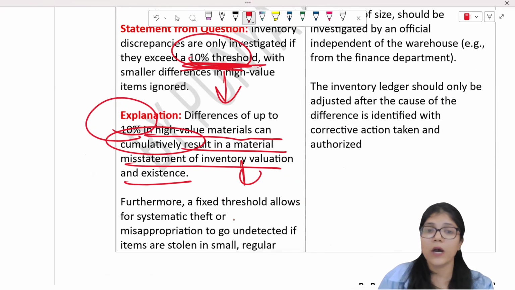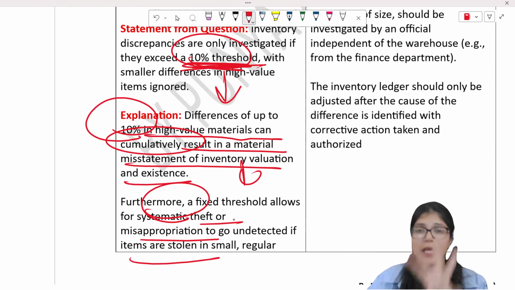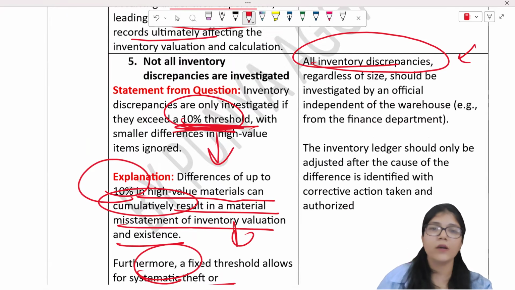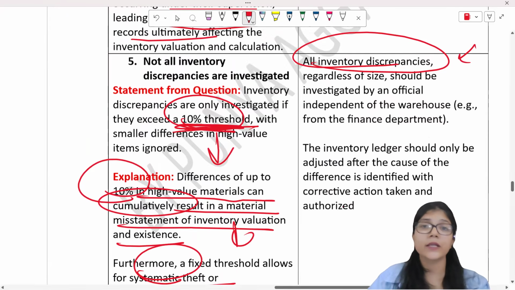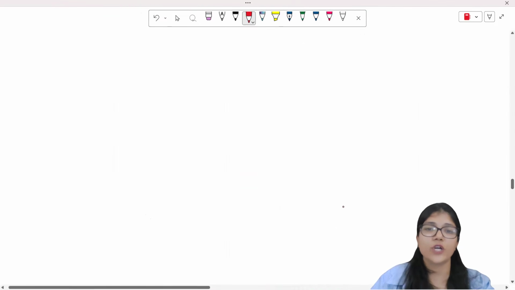A fixed threshold allows systematic theft or misappropriation to go undetected, because everybody knows that if a 10% difference is there, only then will it get highlighted. So they'll make mistakes or commit fraud which is lesser than 10% of the value. Right? So this should not be done. All the discrepancies should be evaluated because they are material in nature. It's not about amount, it is about nature. Right? So that is your fifth point.